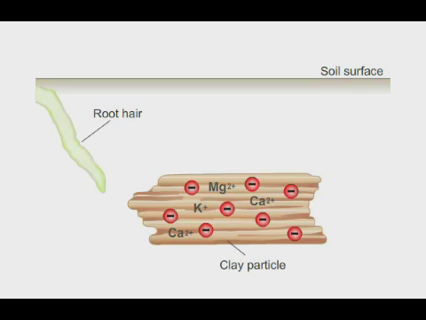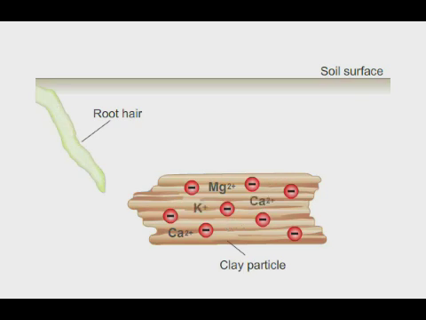One type of cation exchange is coupled with cellular respiration. Roots release carbon dioxide, which combines with water in the soil to produce carbonic acid, H2CO3. As this acid dissociates, released hydrogen ions displace the cations in the soil. These cations are then absorbed by the roots.